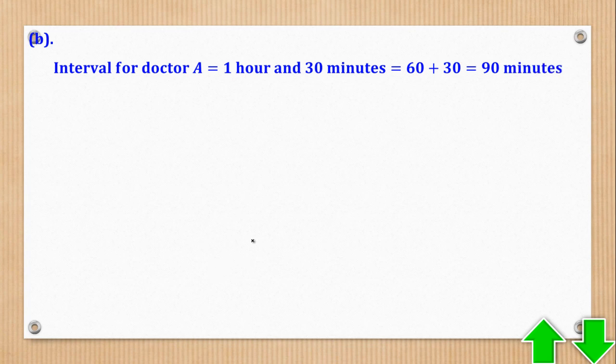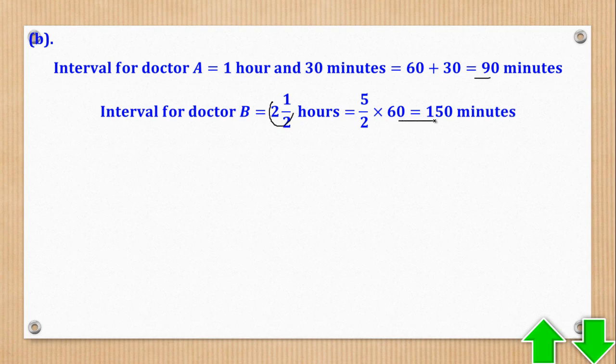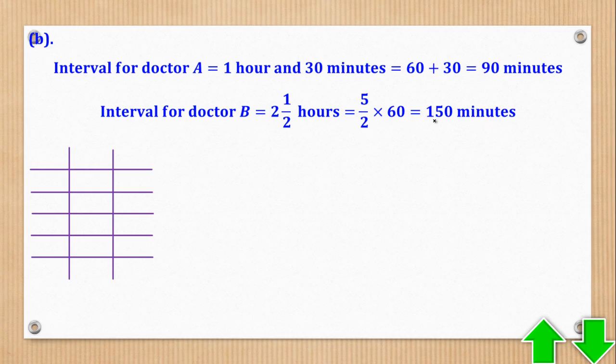So for Dr. A, 1 hour 30 minutes gives you 90 minutes. Dr. B, 2.5 hours gives you 150 minutes. Then we need to get the LCM of 90 and 150.